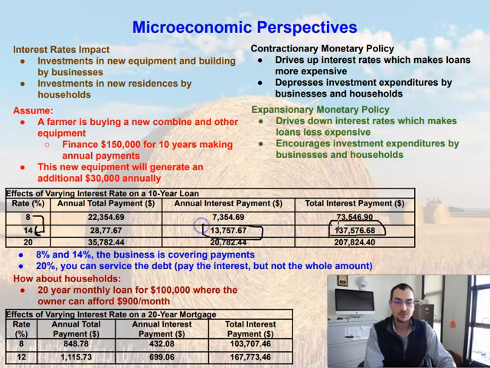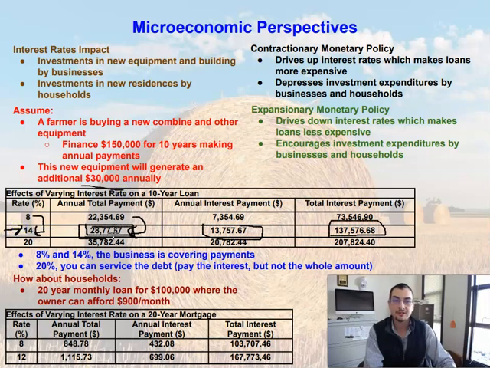So the total interest payment goes up, annual interest will go up, and also because interest is going up, the annual total payment is going to go up as well. So now we have an annual total payment of about $28,770 and some change.